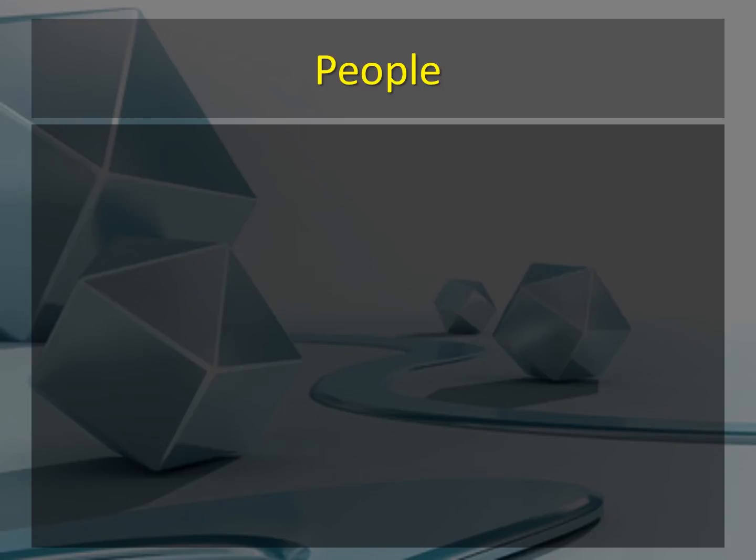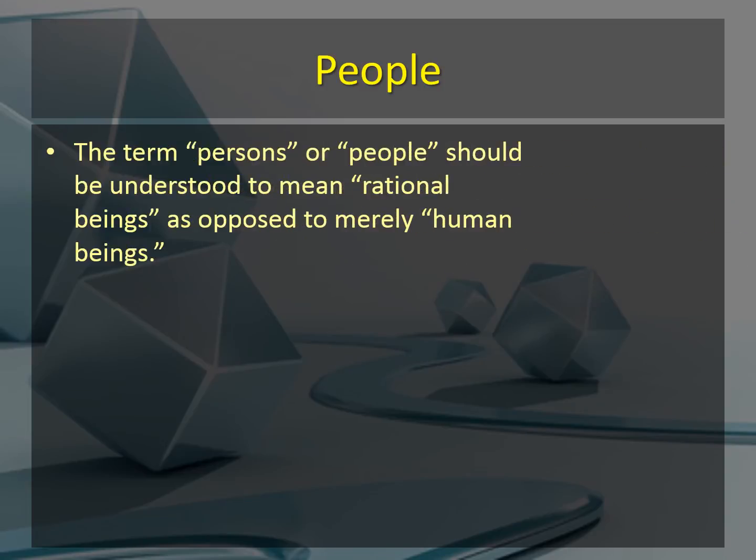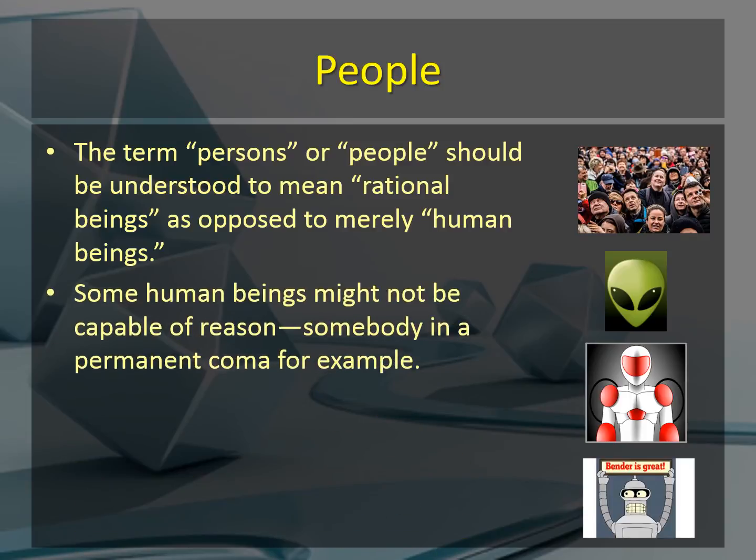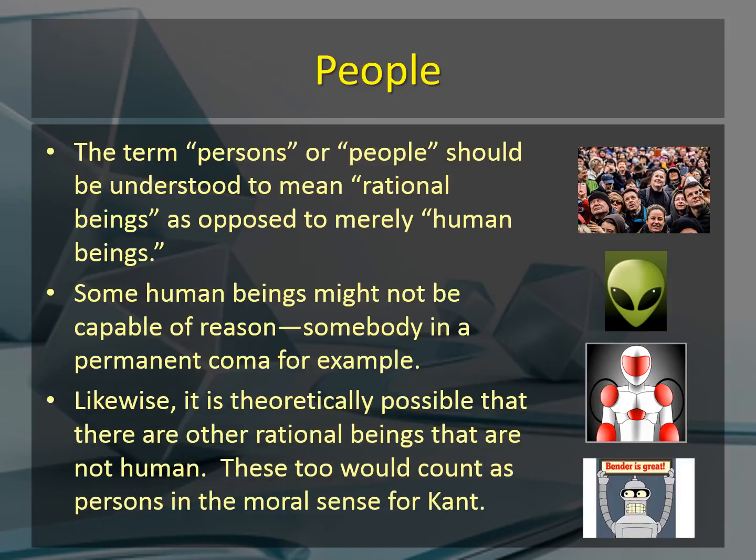Now a bit about the way Kant uses the term persons or people. The term persons or people should be understood to mean rational beings as opposed to merely meaning human beings. Remember that Kant's theory is meant to apply to all rational beings no matter where or when they are. Some human beings might not be capable of reason. Somebody in a permanent coma would be an example of this. Likewise, it is theoretically possible that there are other rational beings that are not human. These too would count as persons in the moral sense for Kant.